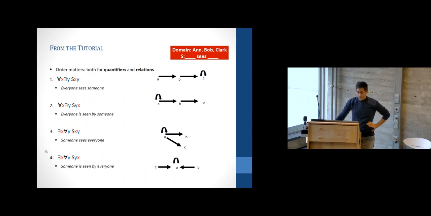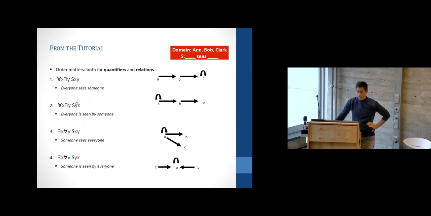I can say, everyone sees someone. For all X, there is a Y such that X sees Y. You see this in this picture here. Every point you pick is going to see someone else, if you think about the arrow as seeing.